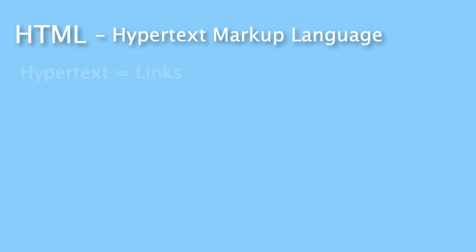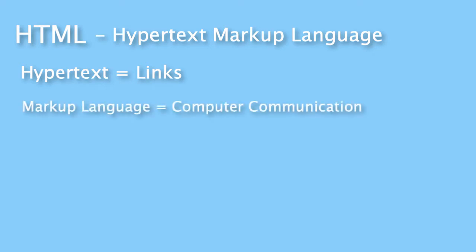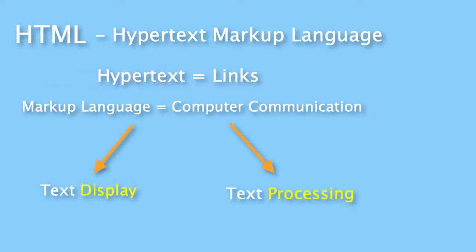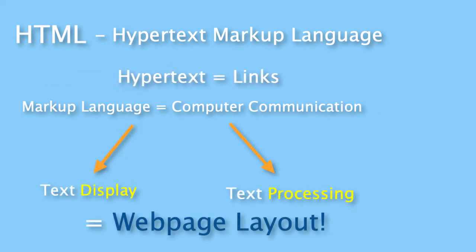Well, hypertext represents links, the transporters that connect different web pages across a website. Markup language speaks to the way computers communicate with each other in order to control how text is shown and processed. When you combine links with text processing, you get a web page layout, the foundation of a functional website.